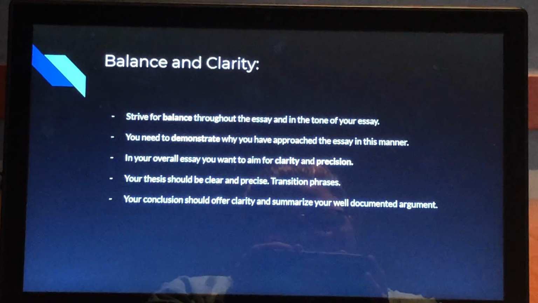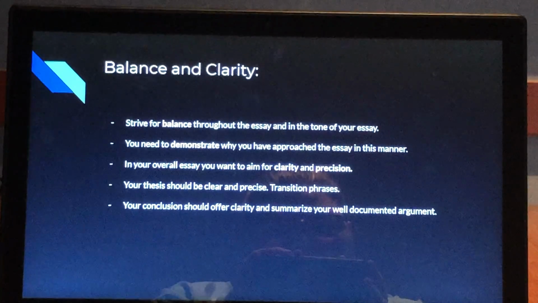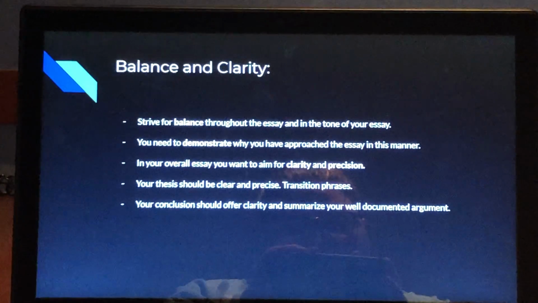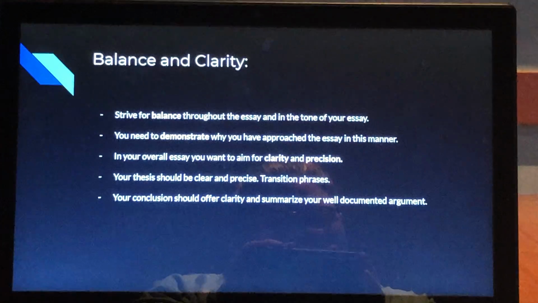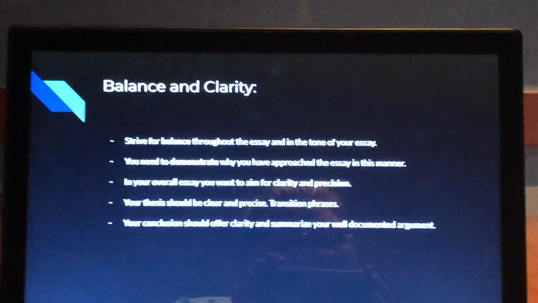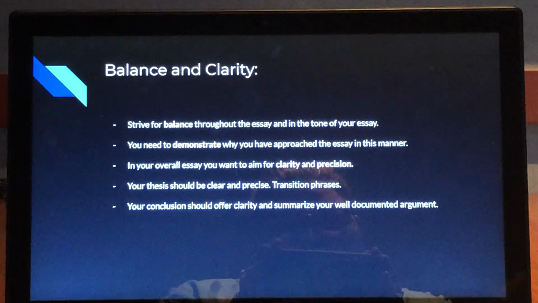Your conclusion will bring clarity. Your conclusion should offer clarity and summarize your well-documented argument. You don't want to have any outbreaking approach to your conclusion. You don't want to put any new ideas in there. You just basically want to sum up and demonstrate the points that you had mentioned.